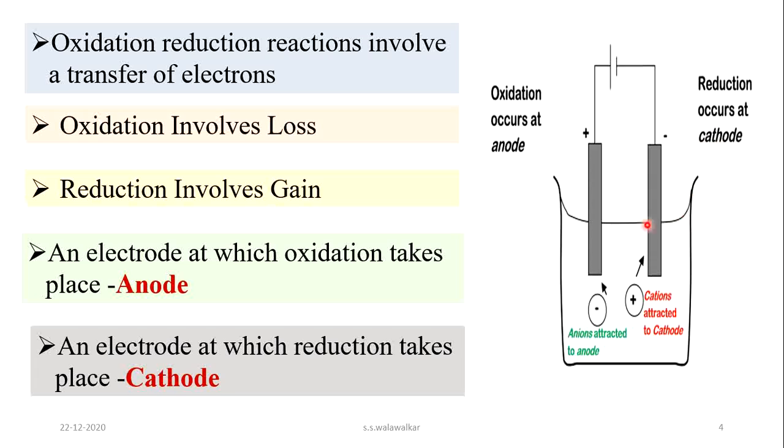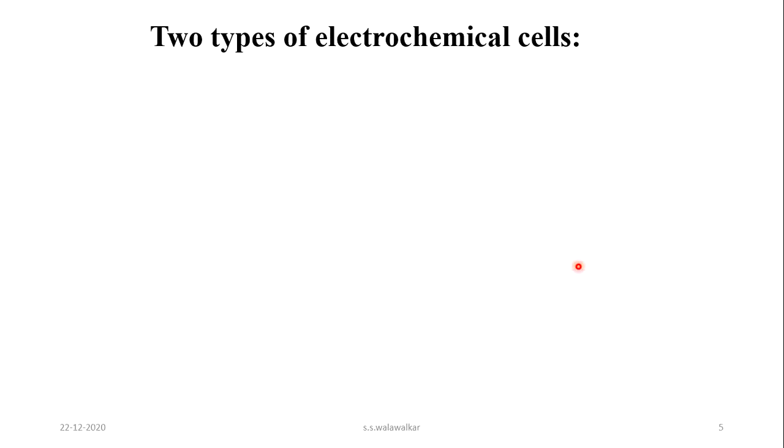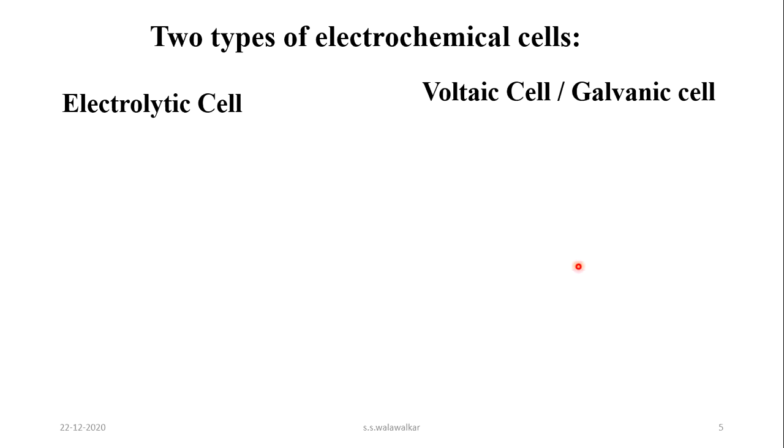And in an electrolytic cell, the cations move towards the cathode and anions are attracted towards the anode, that is the positively charged plate. There are two types of electrochemical cell: electrolytic cell and voltaic or galvanic cell.